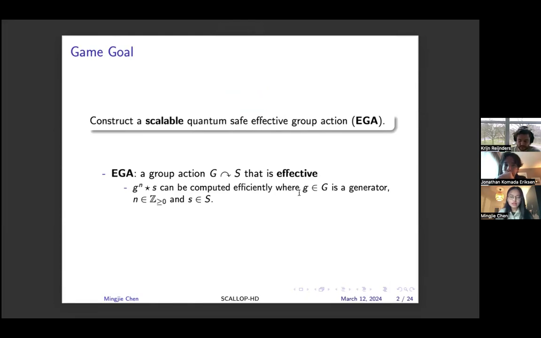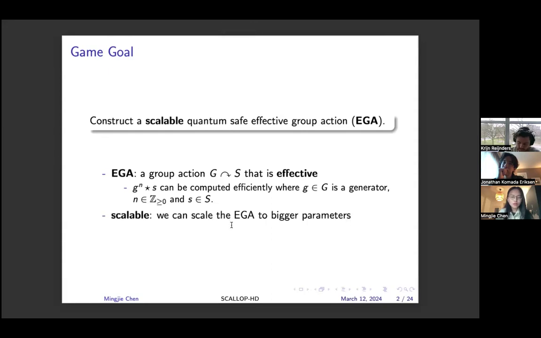That means let's take little g to be a generator of big G, and n to be an integer, and s to be an arbitrary set element. Then we want to be able to compute the action of g to the n acting on the set element s efficiently. Well, this is probably not the most general definition, but this is enough for our purpose.